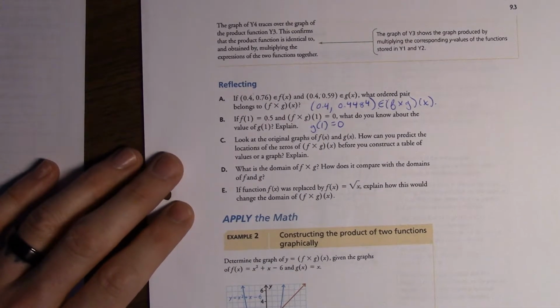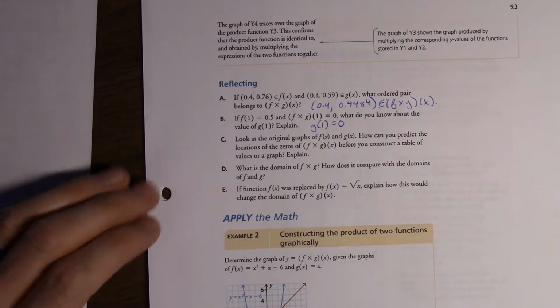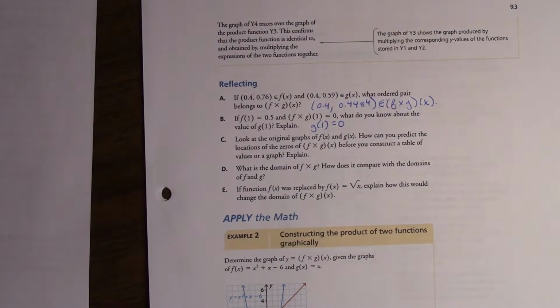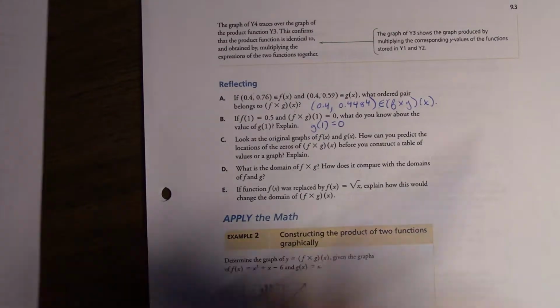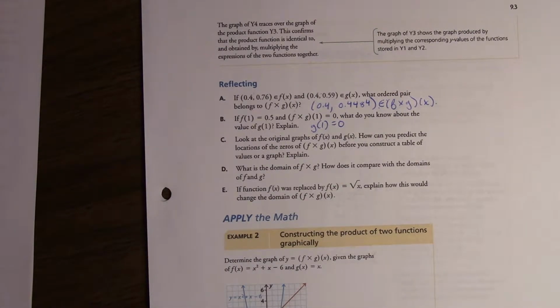Good. Look at the original graphs of f at x and g at x. How can you predict the locations of the zeros of the combined function before you construct a table of values or a graph? So we go back to here.